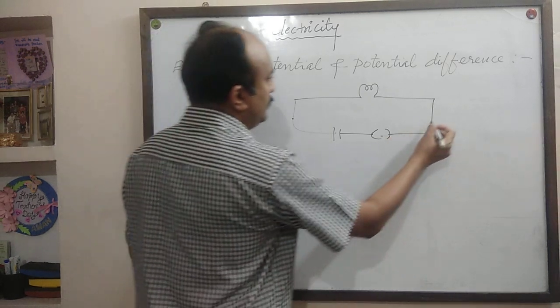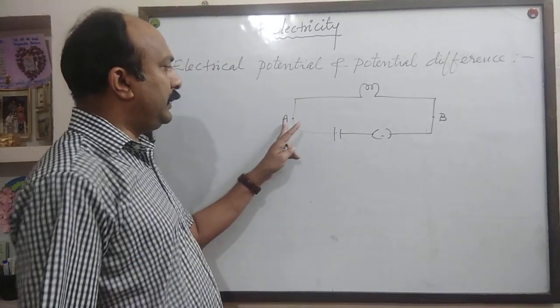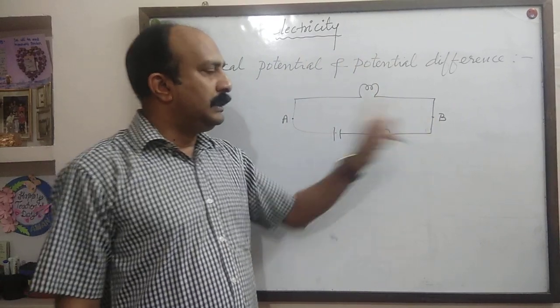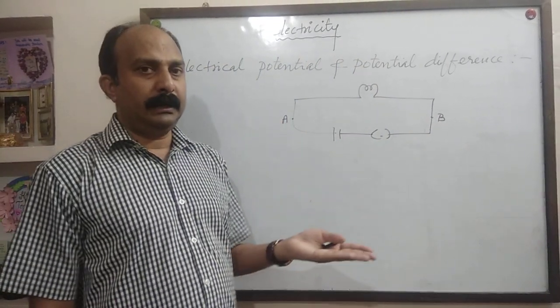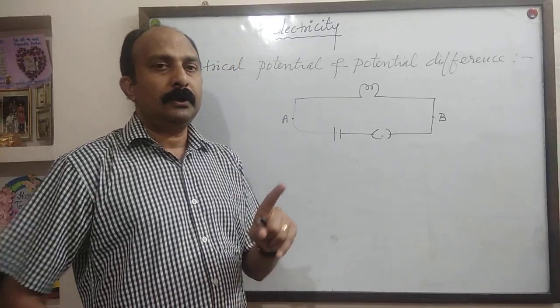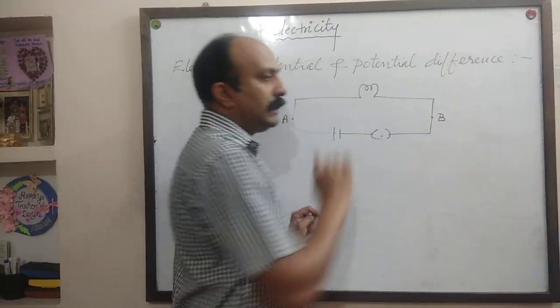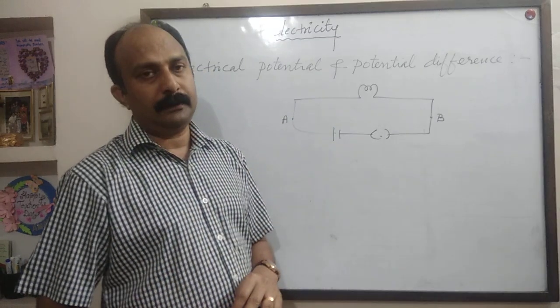Potential difference means, say I have taken 2 points. This is point A and this is point B. Potential difference between these 2 points is defined as the amount of work done for shifting 1 unit charge or 1 coulomb charge from point A to point B is known as potential difference across A and B.